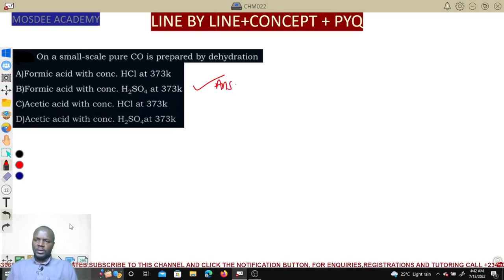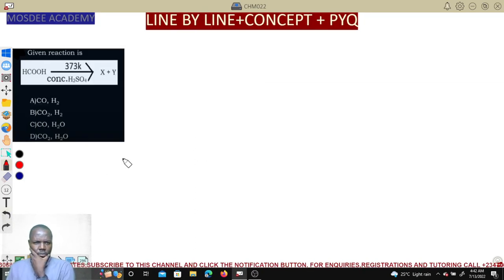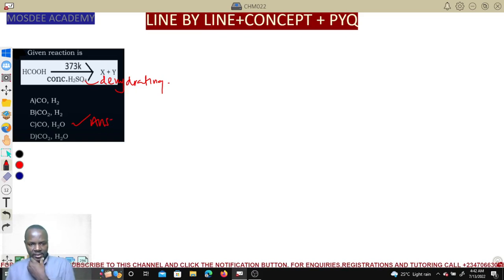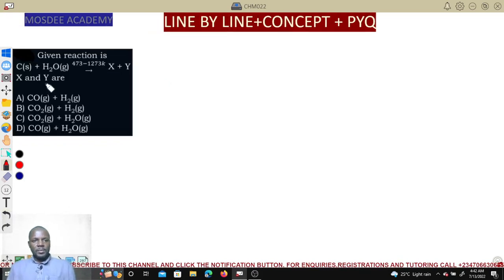The next question is the reaction we talked about. I've written this one. This is a dehydrating agent. Because it's a dehydrating agent, it will remove water. When it removes water, what are you left with? We've written this reaction: CO and water. Answer.